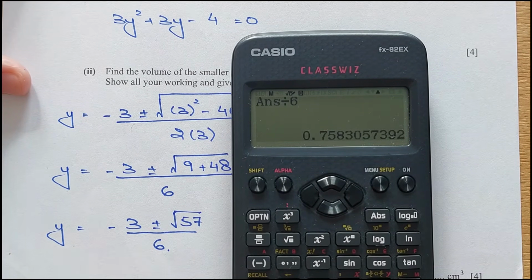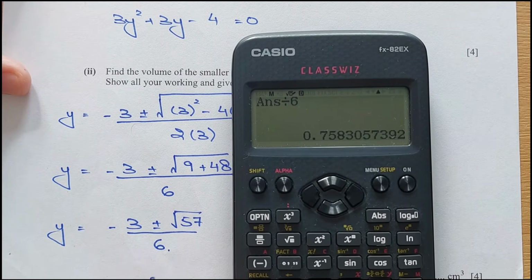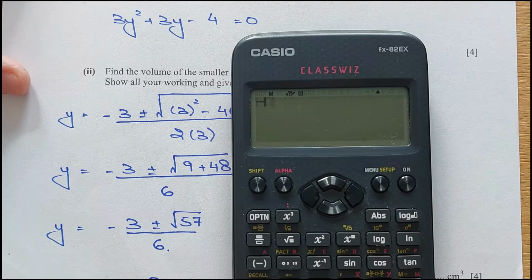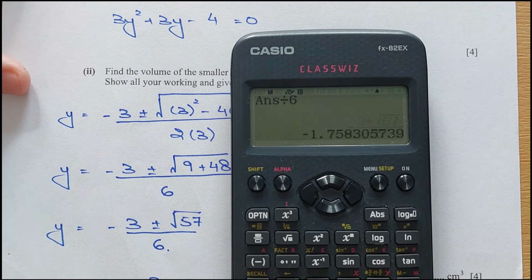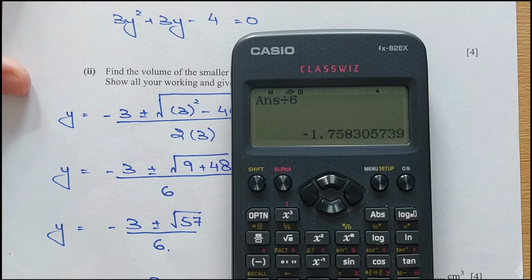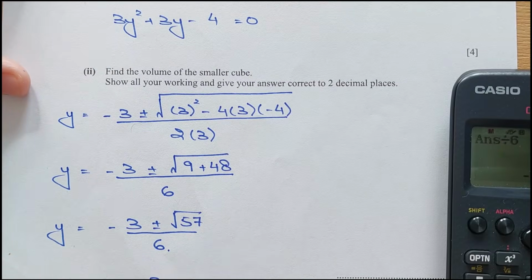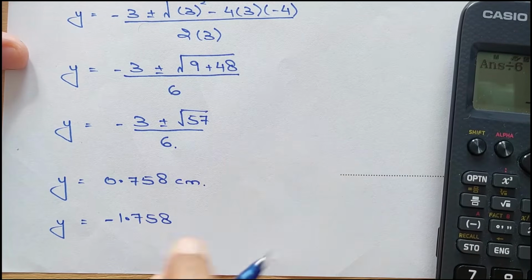We have this answer for y. y equals 0.758. Minus 3 minus square root of 57 divided by 6, we have a negative answer for y, that is minus 1.758. So we cannot pick the negative one. We need to pick the positive dimension because dimensions can never be negative, right?